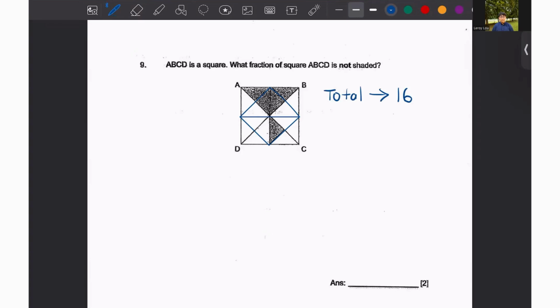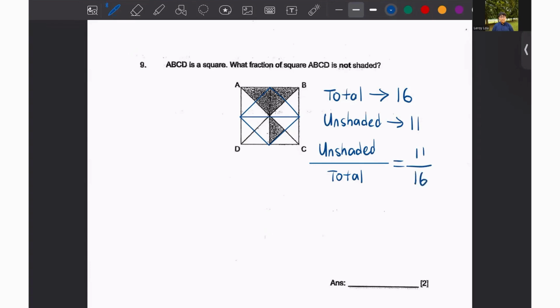And then since we find the fraction of square ABCD that is not shaded, we count the unshaded. So you count the unshaded, you realize that the unshaded is 11 triangles. Okay, so the fraction of unshaded over the total is 11 over 16. So the answer for this question will be 11 over 16.